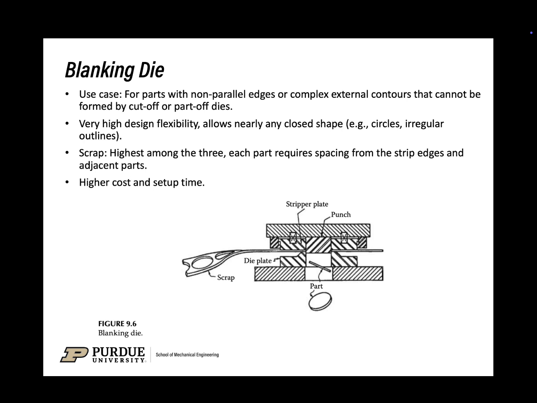After taking a look at cutoff and part-of-part design, we start to look at more complex shapes, for which we introduce the blanking die. The use case is for parts with non-parallel edges or complex external contours that cannot be formed by cutoff or part-of dies, so we will use the blanking die. It has very high design flexibility and allows nearly any closed shape, for example circles or irregular outlines. However, the scrap is the highest among all three. Each part requires spacing from the strip edges and adjacent parts. And also, it costs more and has higher setup time. And here is the figure showing the blanking die.